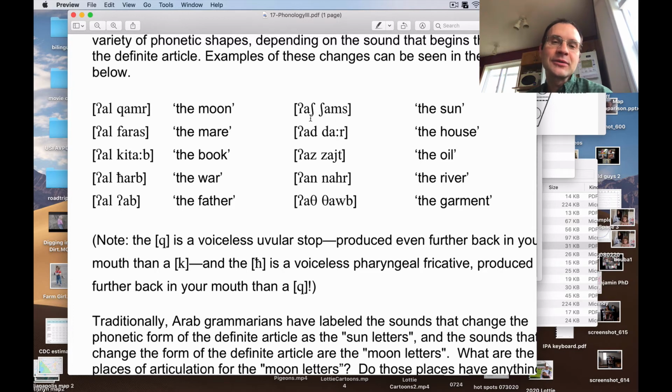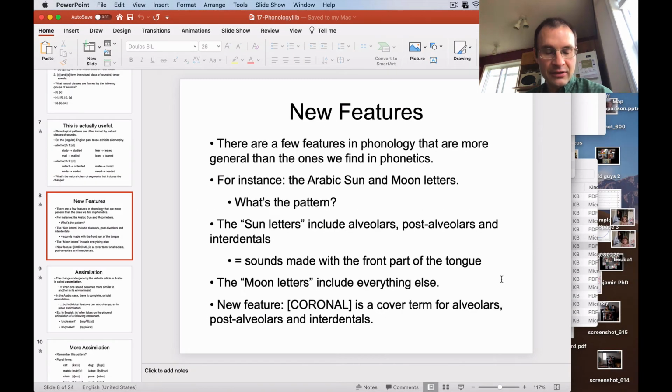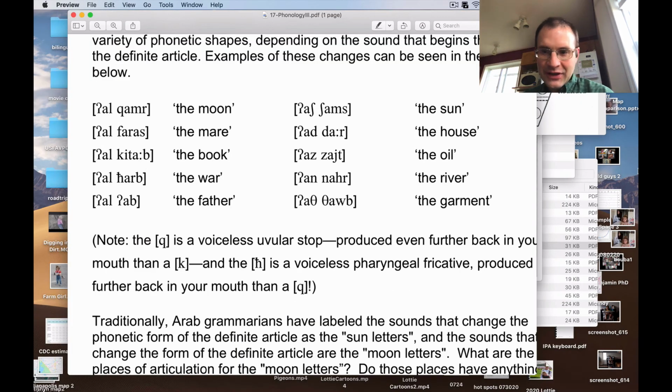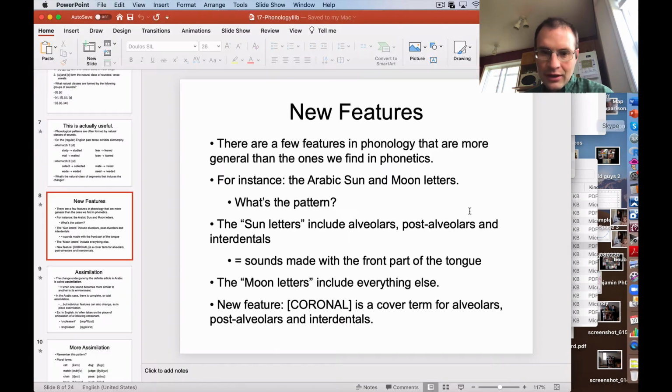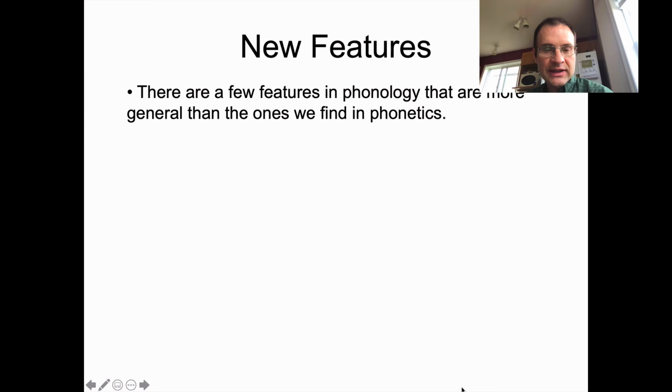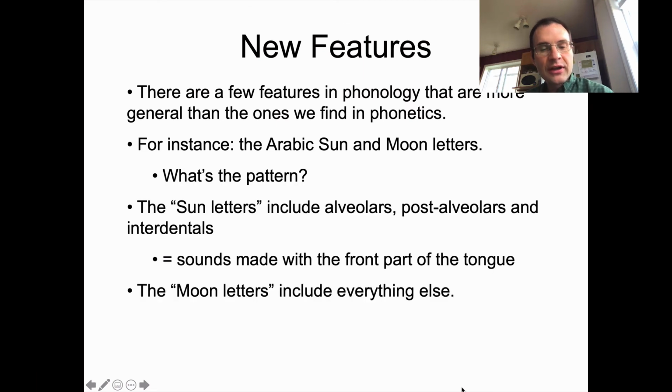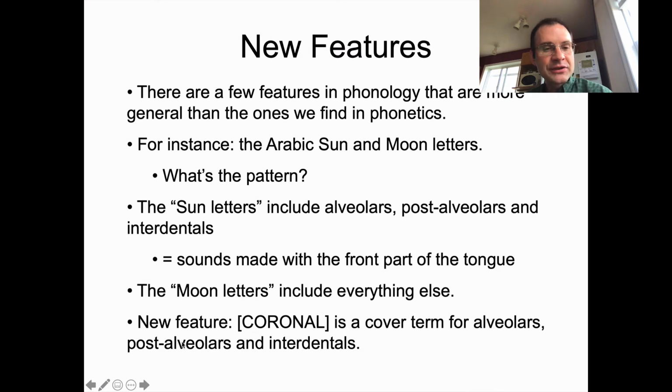So we need to have some sort of way of describing these as a group to say that they're going to function together potentially. So the sun letters over here include alveolars, post-alveolars, and interdentals. Those are sounds made with the front part of the tongue, and the moon letters are going to include everything else. So they're like the elsewhere condition in the Batman analogy. So to describe this, we'll come up with a new feature. We're going to call it coronal, because that's what everybody else does. And that's a cover term for a feature describing alveolars, post-alveolars, and interdentals. It's just a cover term for any sound made with the front part of the tongue.